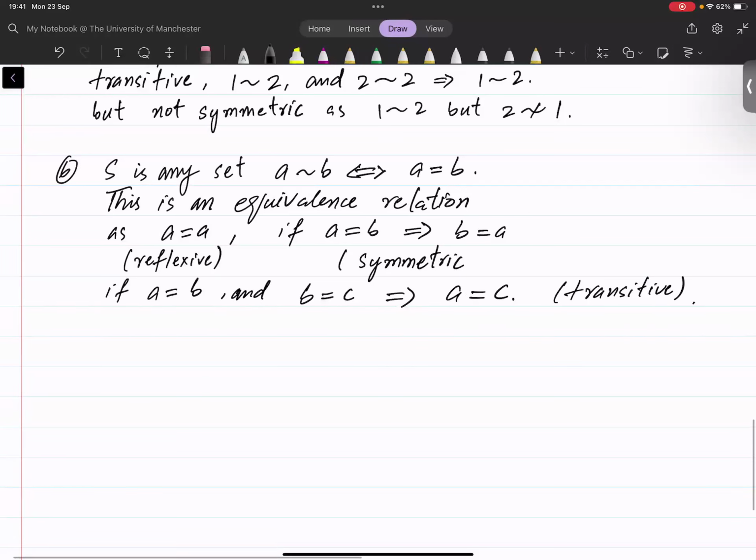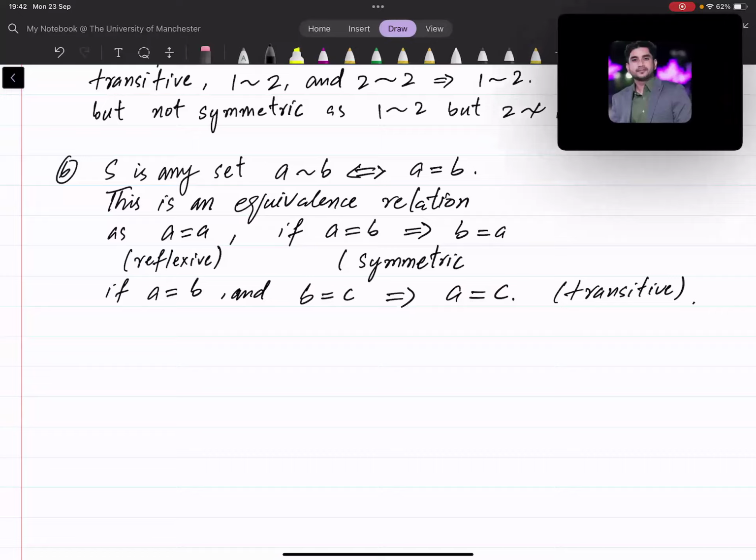Okay, perfect. So we have learned that we can define relations on a set, and then we can determine whether those relations are equivalence relations or not. We will end this part of the lecture here. In the next one, we'll talk about equivalence classes.